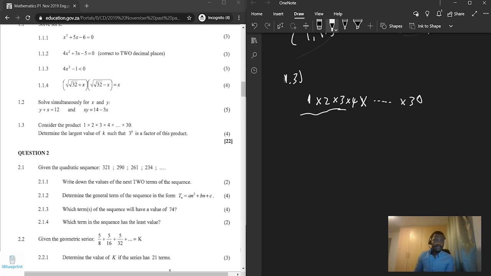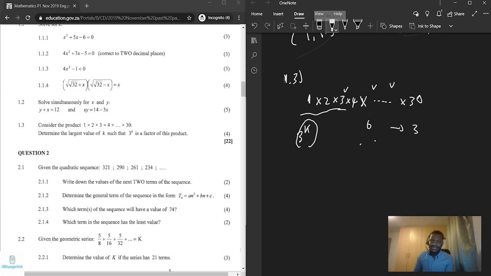So okay, determine the largest value of k such that 3 to the power of k is a factor of this product. So what does having a factor mean? Say you have 6, and someone asks, is 3 a factor of 6? Yes, it is, because you can write 6 as 3 times 2, right? So the way I'm thinking of this is, just think about where you can have 3 in this entire sequence. You have 3 here, you can have 3 again at 6, you can have 3 again at 9, and so on. That's how I'll approach it.